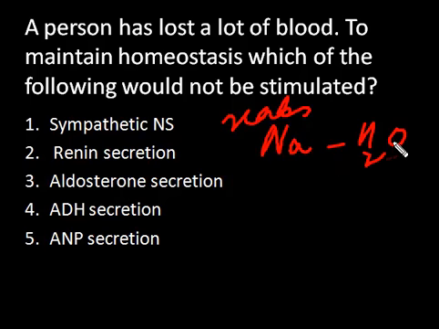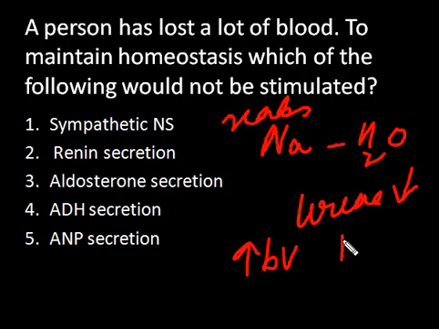So when water follows, water is reabsorbed at the distal convoluted tubules and the collecting ducts. At that time, the amount of urine passed out is less, so urine volume decreases. But at the same time, because fluid is reabsorbed, your blood volume comes back to normal and your blood pressure also slowly increases. So aldosterone also helps in this situation.